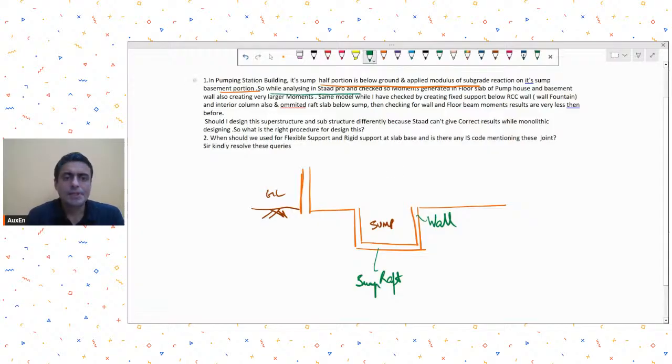So while analyzing in StatPro and checking movements, large movements are generated in the floor slab of the pump house and the basement wall. In the same model, I checked by creating fixed support below the RCC wall foundation and interior column, and also omitted the draft below the sump. Then the wall and floor beam moments are very much less than before. Should I design this superstructure and substructure differently because TAD can't give correct results while monolithic designing?